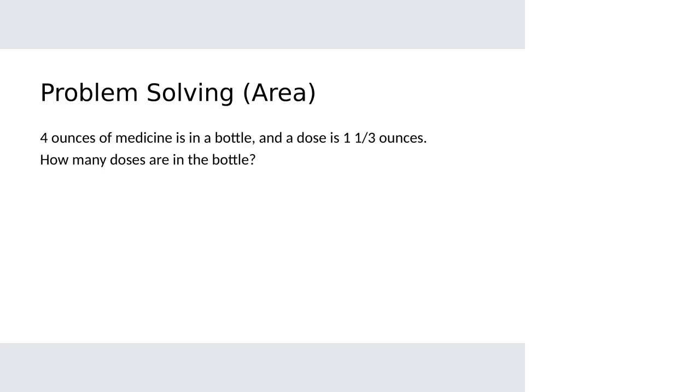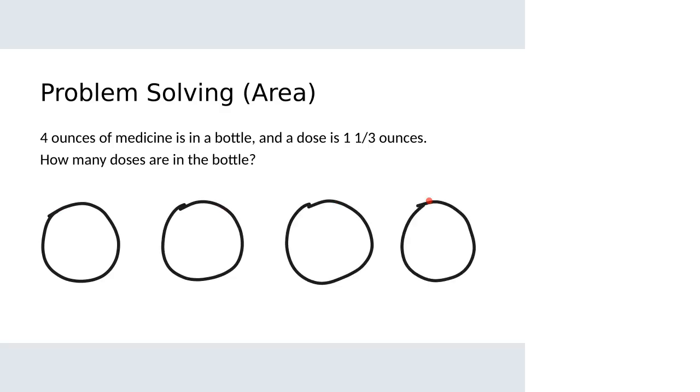I have 4 ounces of medicine. So I'm going to go ahead and draw that using the area model. There's my 4 ounces of medicine. Each one of those represents 1 ounce. I know that a dose is 1 1/3. So what I'm going to do is cut these into thirds. And now I'm just going to count up how many doses I have.